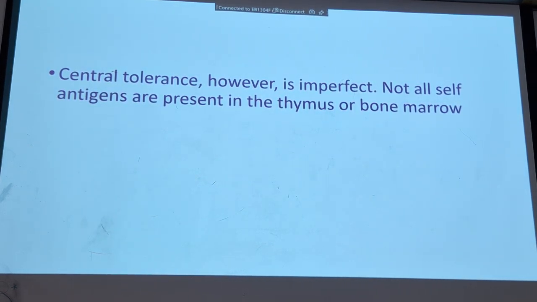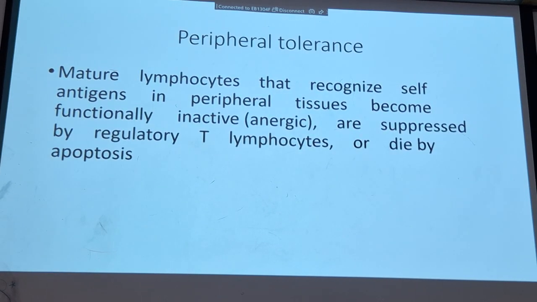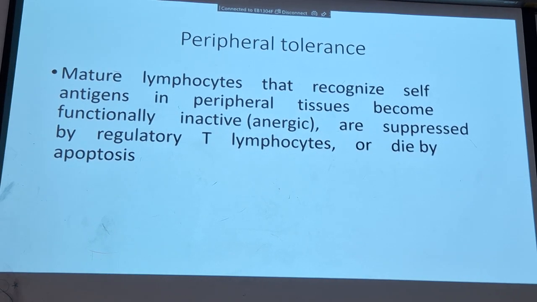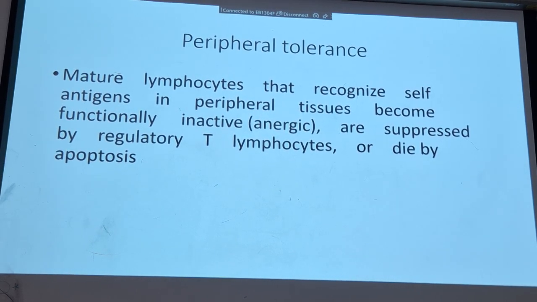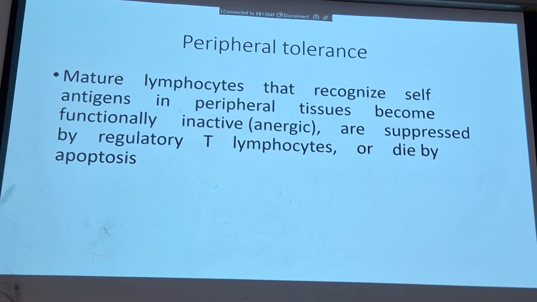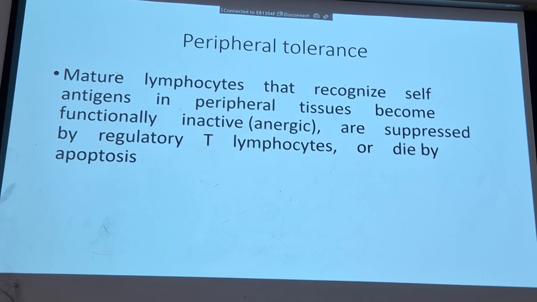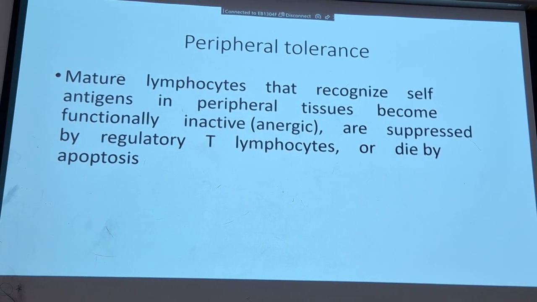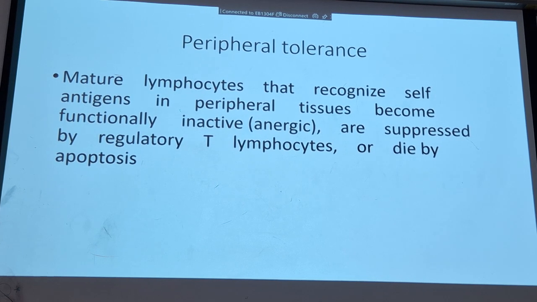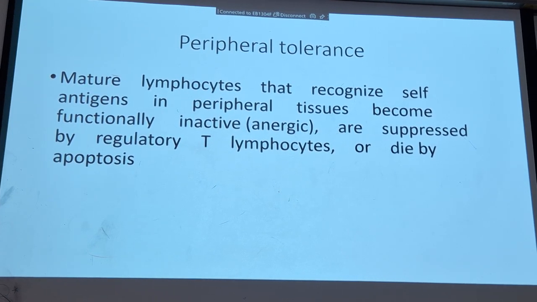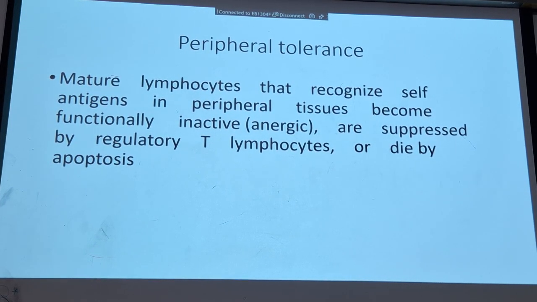And central tolerance is imperfect. Not all self-antigens are present in the thymus or bone marrow. And we have peripheral tolerance. What is peripheral tolerance? In peripheral tolerance, mature lymphocytes that recognize self-antigen in peripheral tissue become functionally inactive or anergic, or are suppressed by regulatory T lymphocytes.